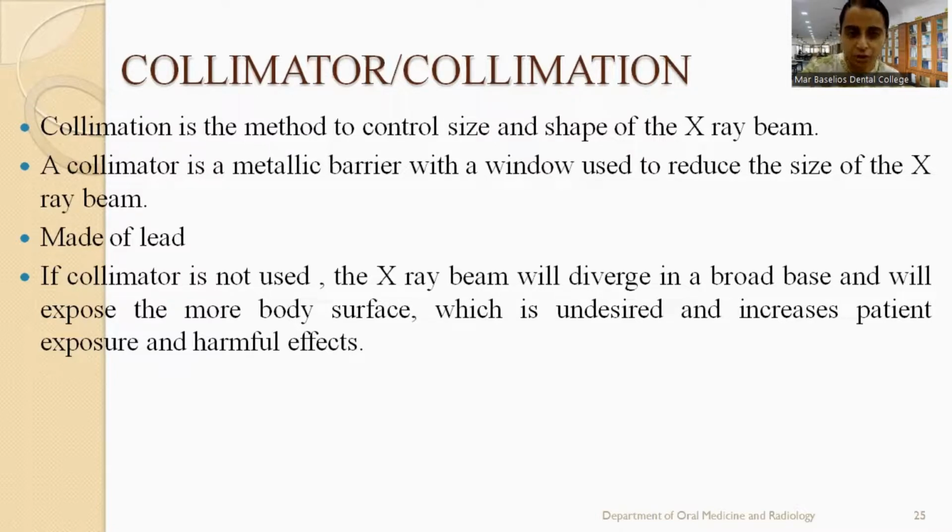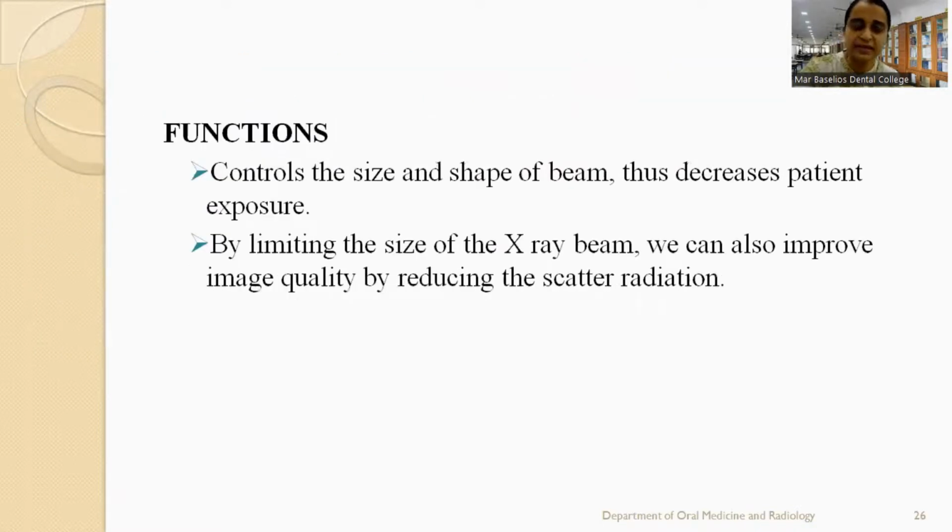If a collimator is not used, the X-ray beam will diverge in a broad base and it will expose more body surface area, which is undesired, and which will increase the patient exposure and produce harmful effects to the patient. Mainly, it controls the size and the shape of the beam, thereby decreasing the patient exposure. Also, by limiting the size of the X-ray beam, we can improve the image quality by reducing the scattered radiation.